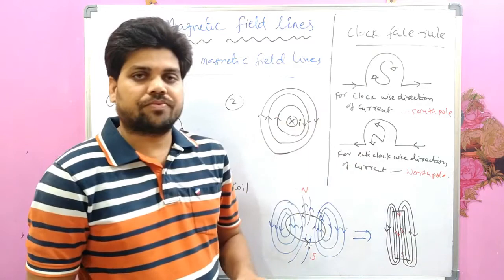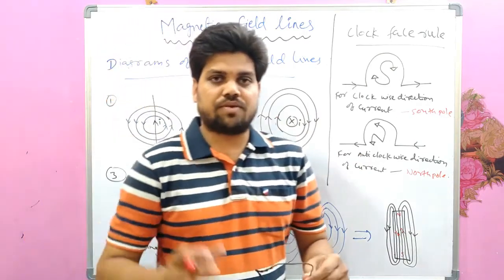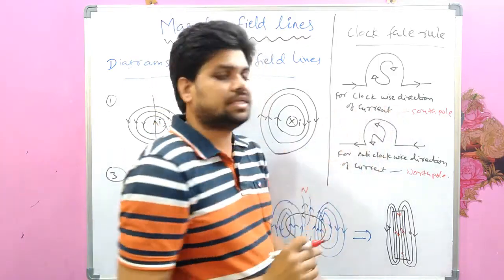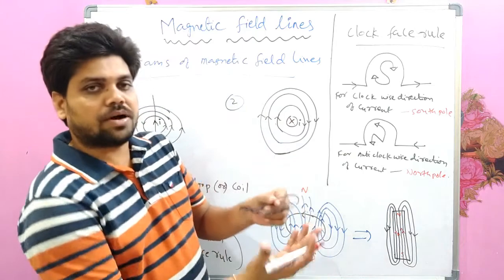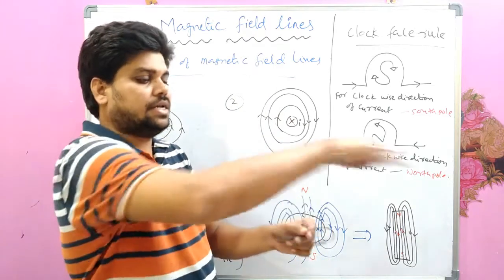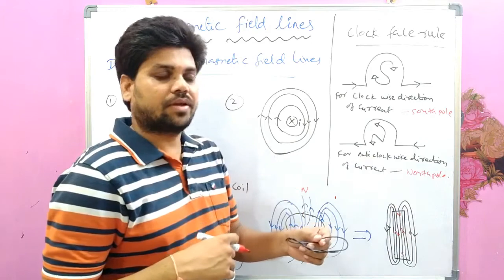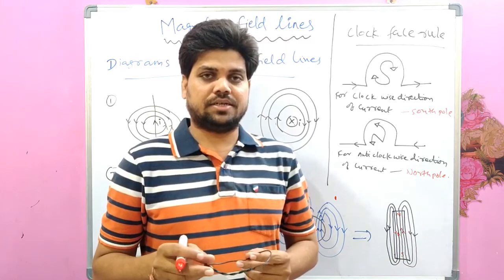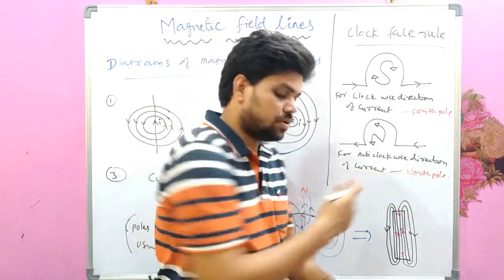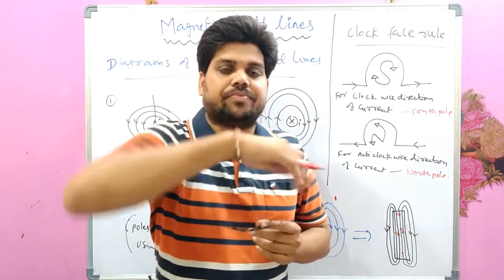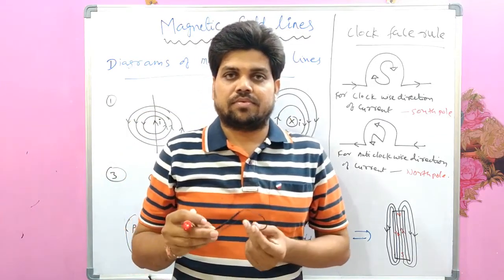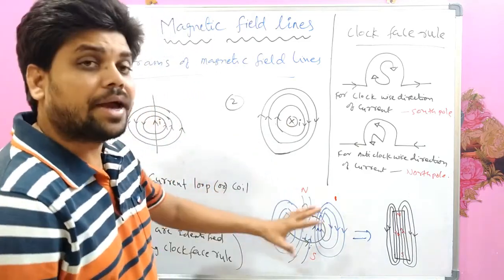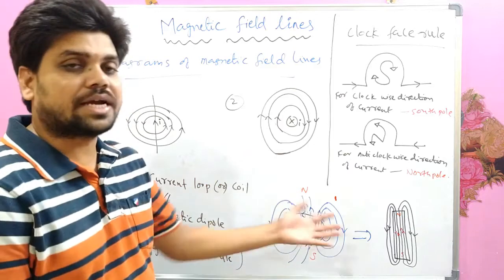For the clock face rule, the face from which the current direction seems to be clockwise, that is the south pole. For this case, it is from the bottom because the current direction is this way. And the face from which the current direction seems to be anti-clockwise, that face is the north pole. So this one. Okay, so this is how we can draw magnetic field lines for a current loop which is acting as a magnetic dipole.